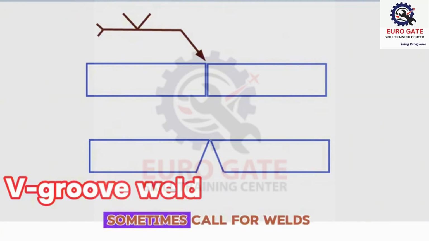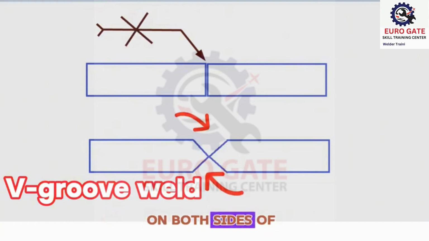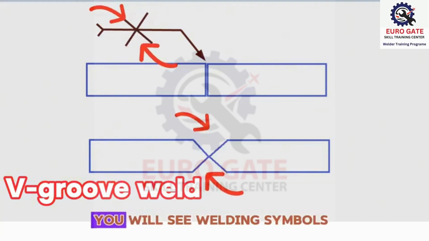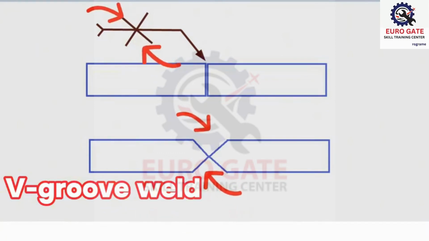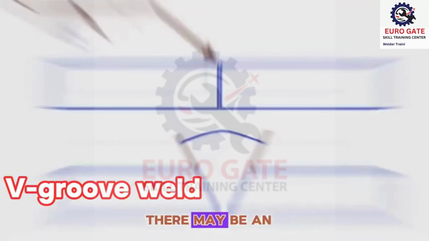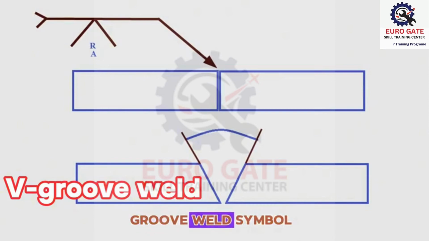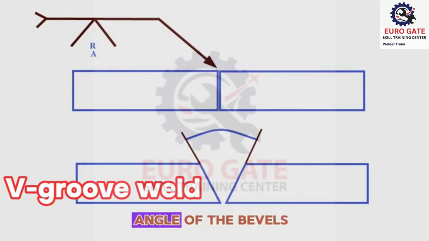Engineering drawings sometimes call for welds on both sides of the weld metal piece so that you will see welding symbols written on both sides of the reference line. There may be an angle above the V-groove weld symbol, which is the included angle of the bevels.